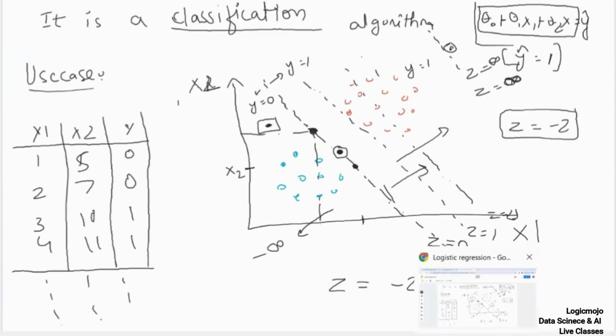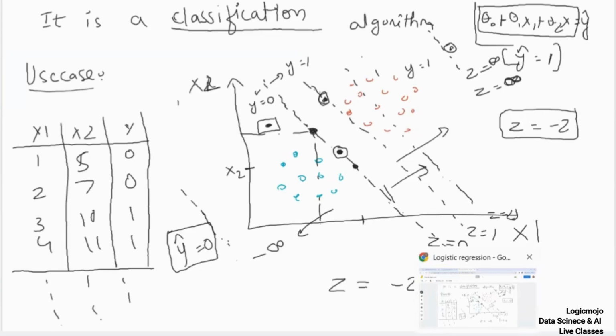Okay. Same way, if z is -infinity, the probability should be 0. We are talking about the probability of having y equal to 1. So if I have -infinity, that means y equal to 0, so the probability of y equal to 1 will also be 0. Getting it? Similarly, if I have a point here, okay.